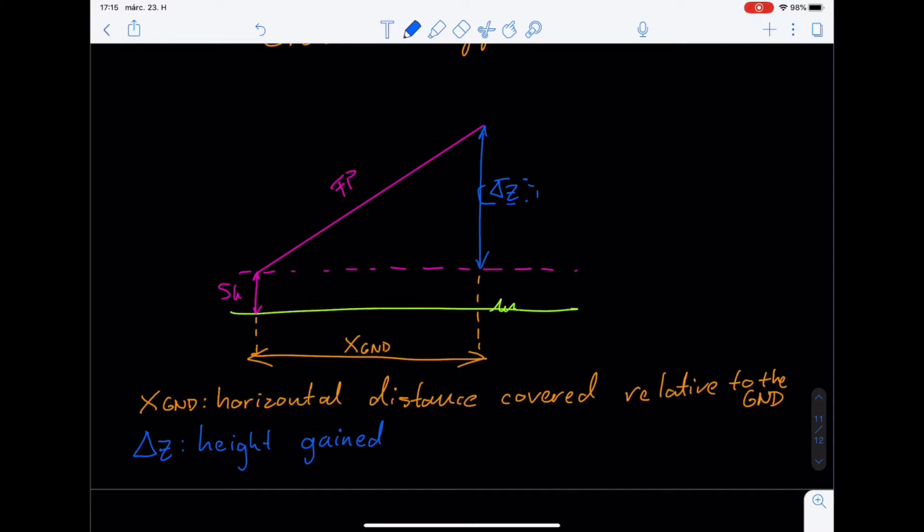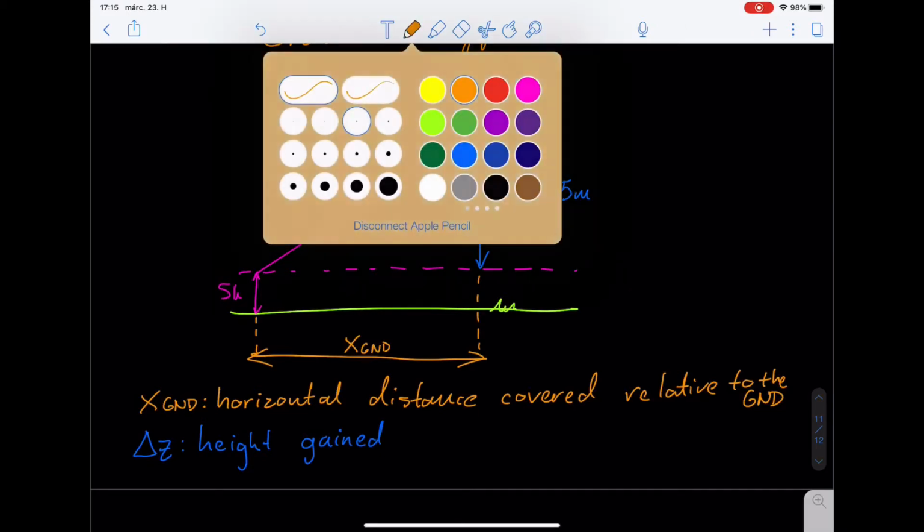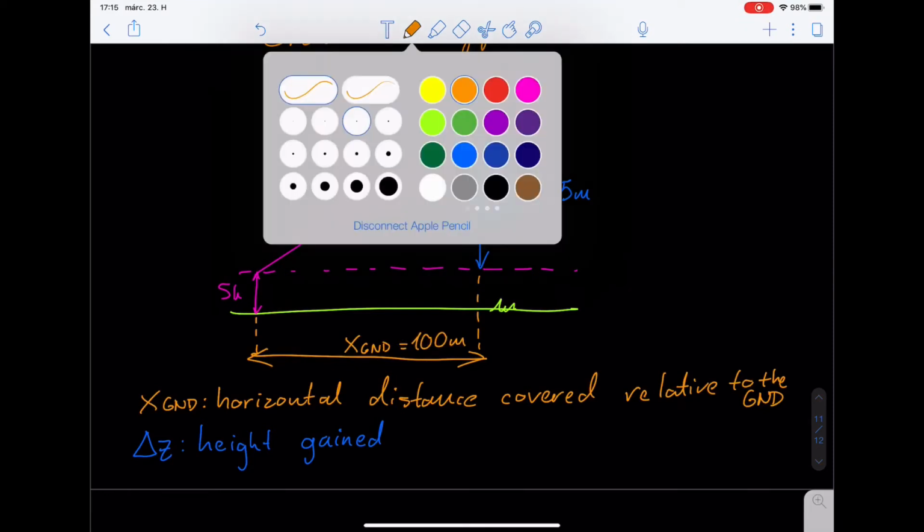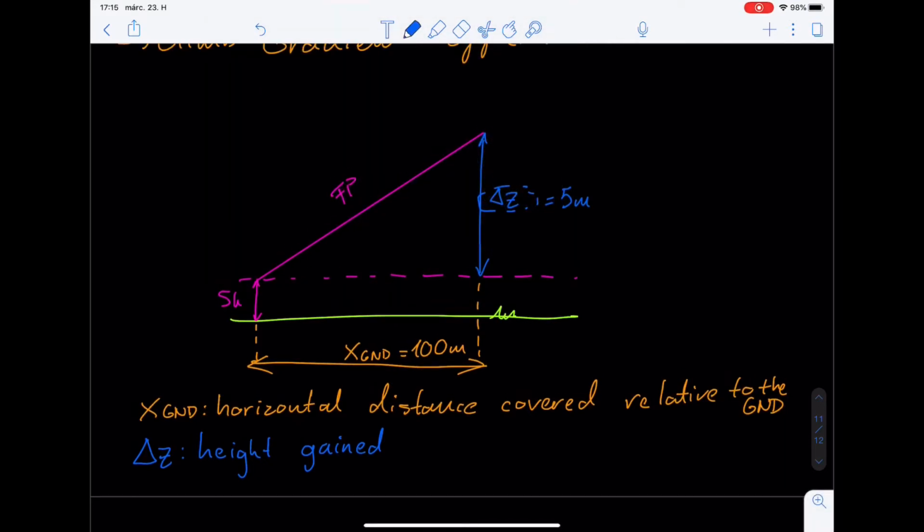So let's say that I gained 5 meters of height while covering 100 meters on the ground. So in this case, we can see that the tangent, and of course this one is the flight path angle, right? Or the angle of climb in this case, because we're talking about a positive value. This case is going to be an angle of climb.